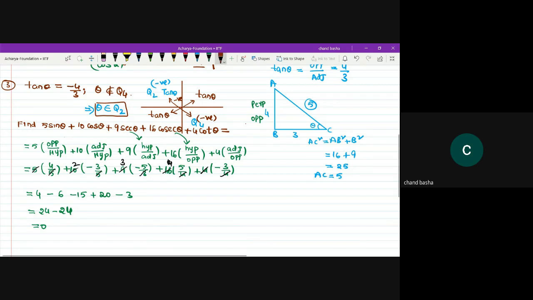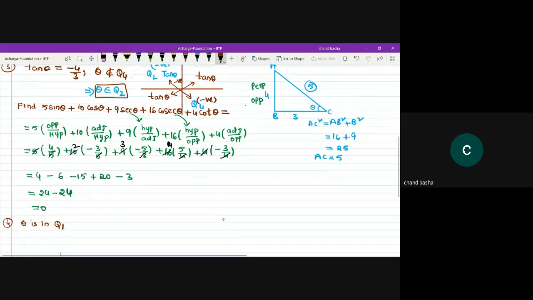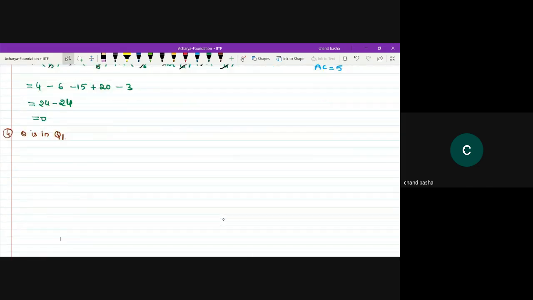I'll try to go for question number 4. Similar problem. Try to keep in mute, please, all of you. Theta is in quadrant number 1. First quadrant means all are positive. Hope you can understand. Quadrant number 1 means all are positive.